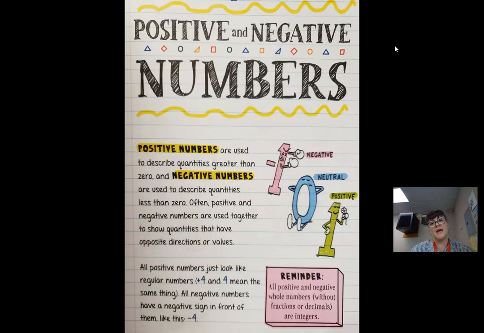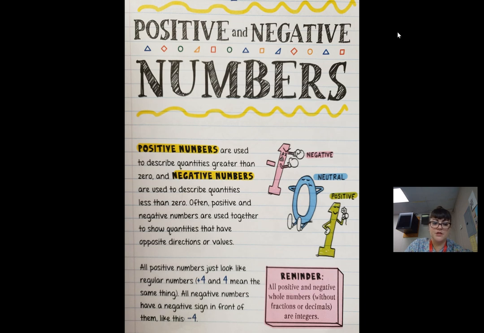So part of Tuesdays is the reading. I've blown up the reading so we can go over it here together. So positive and negative numbers. Positive numbers are used to describe quantities greater than zero, and negative numbers are used to describe quantities less than zero. Often, positive and negative numbers are used together to show quantities that have opposite directions or values.